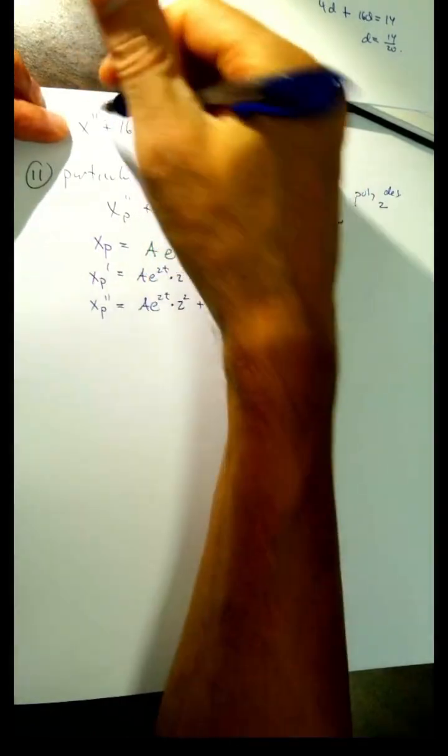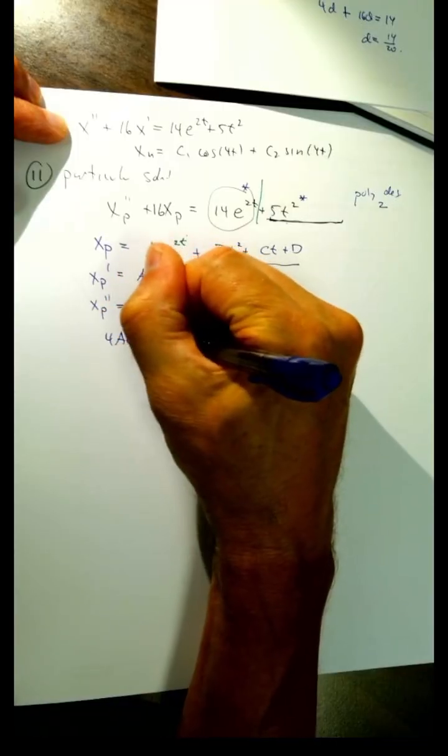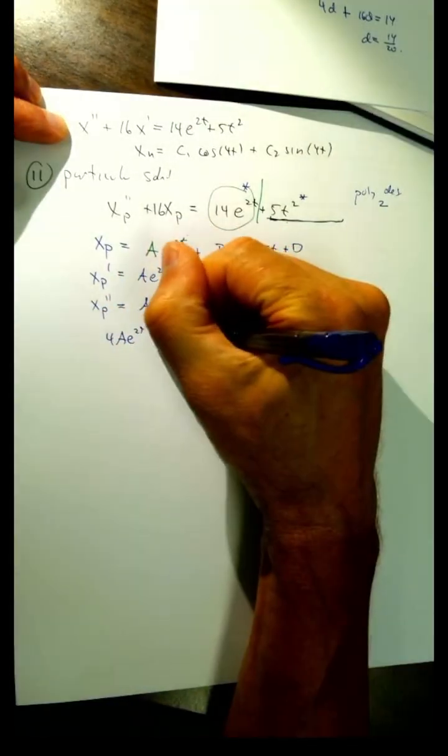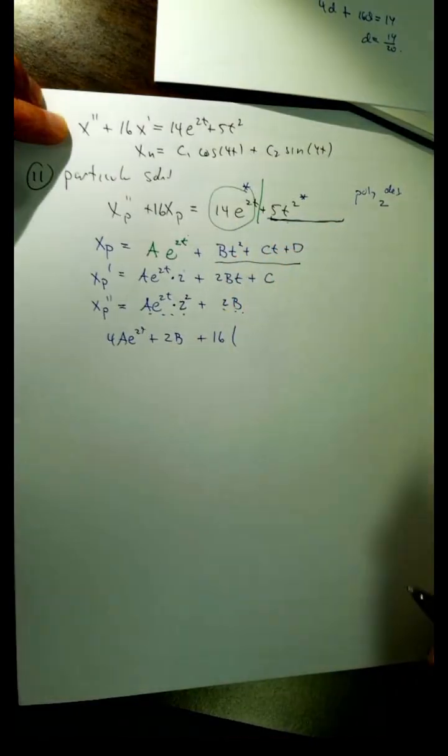So now I'm going to plug it into my equation. So the second derivative is 4a e to the 2t from this term, plus 2b from here. And I'm going to take 16.